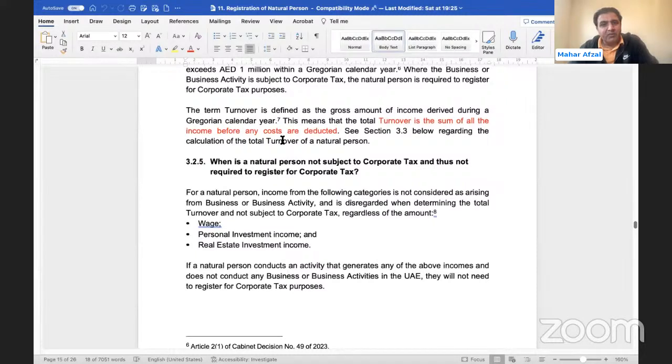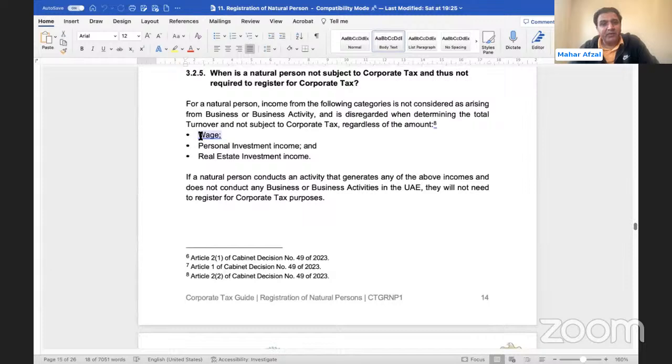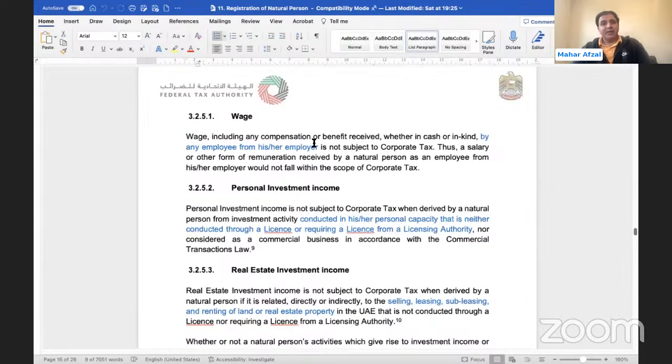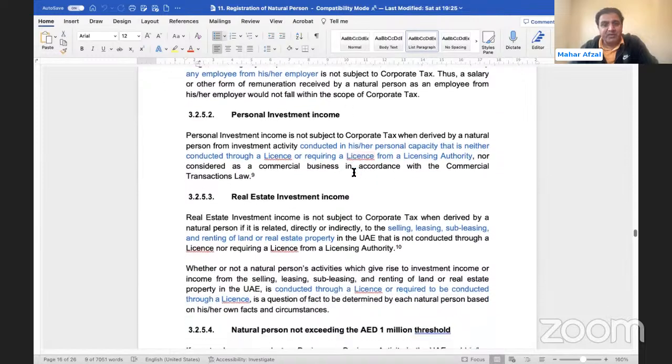Turnover is the sum of all the income before the costs are deducted. We have discussed this as well. Wages, they have defined the wages. They say there is an employer and employee relationship. If the employee is getting anything from the employer for being an employee, it may be in the form of cash or it may be in the form of consideration. Still, it will be considered wages.